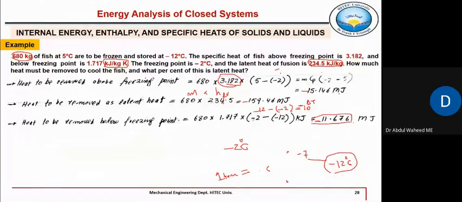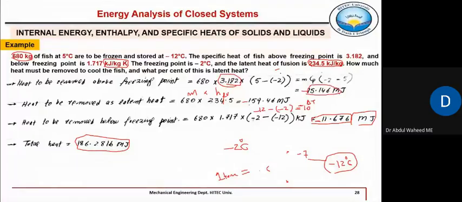The answer comes in kilojoules, which we further divided by 1000, so the answer is in megajoules, as shown here. So total heat removed is the sum of these three: 15.14, 159.46, and 11.676. So the total heat to be removed is given as 186.2816 megajoules.